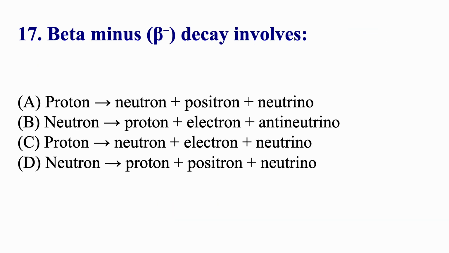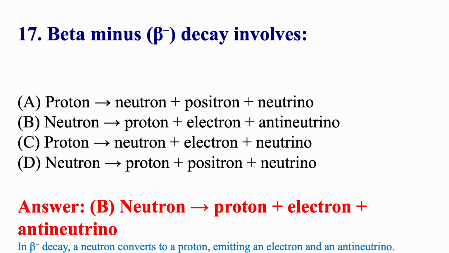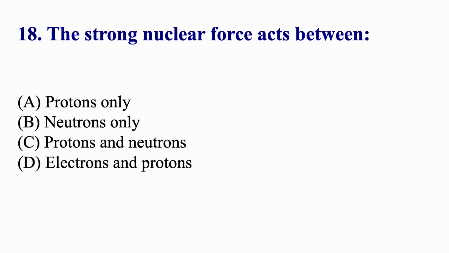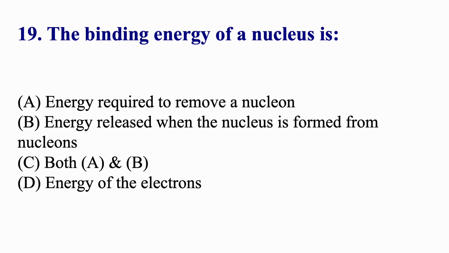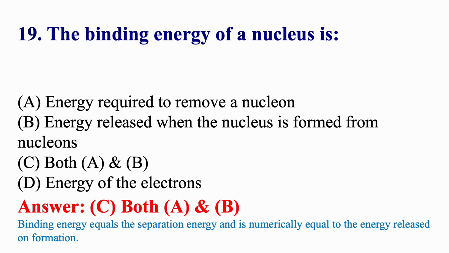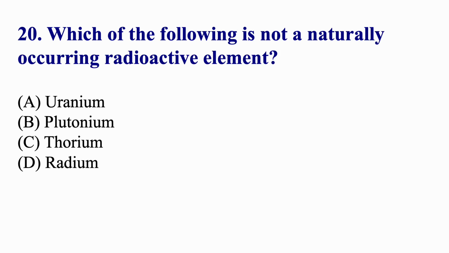Beta minus decay involves neutron to proton plus electron plus anti-neutrino. The strong nuclear force acts between protons and neutrons. The binding energy of a nucleus is both A and B. A is energy required to remove a nucleon. B is energy released when the nucleus is formed from nucleons.